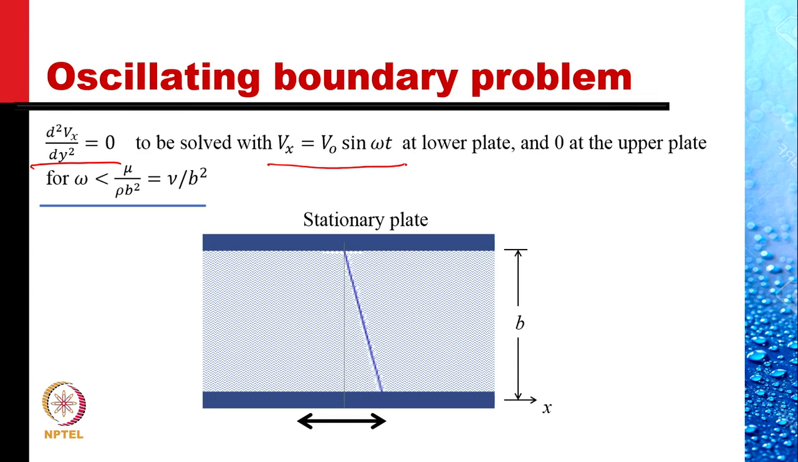Depending upon the boundary condition, for any given time t, we calculate the velocity at the lower plate. And if this is the velocity at the lower plate, then the velocity through the fluid varies between 0 and this point linearly, like a Couette flow. But this boundary condition is changing with time. And so, the velocity profile is oscillating.